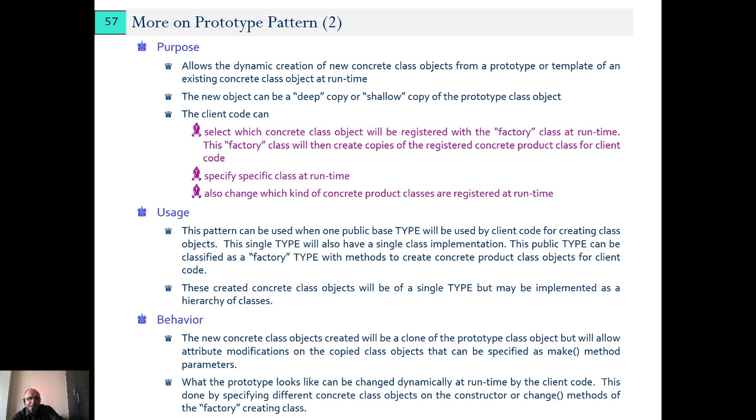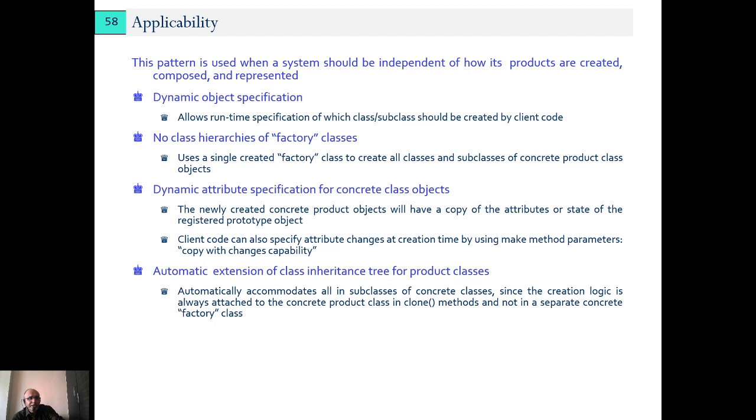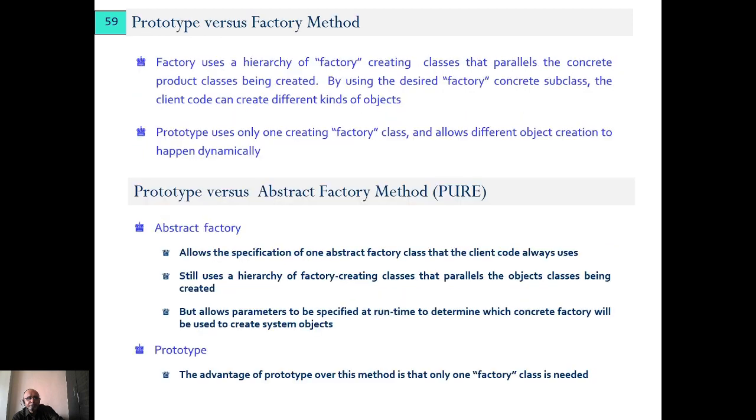Okay, the new object can have a deep or shallow copy of the prototype, deep or shallow. But the thing is that the results are retained. That is what you have to remember about prototype. Yeah, and applicability: dynamic object specification, no class hierarchies of factory classes, automatic extension of class inheritance tree. This is the biggest benefit that you can derive from the prototype.